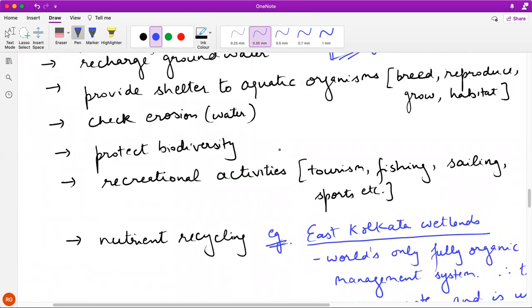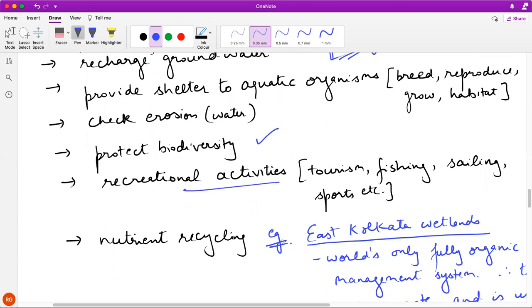Then they protect biodiversity. Many different kinds of creatures depend on wetlands. Insects are attracted to the plants that provide food. Plants also provide food for other animals like fish, frogs, and birds. Okay, so it helps in preserving the biodiversity.